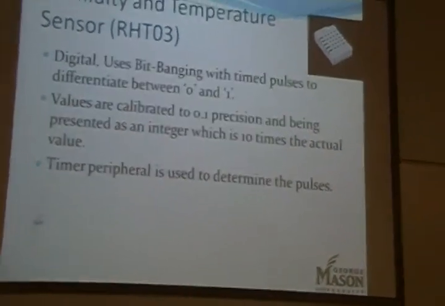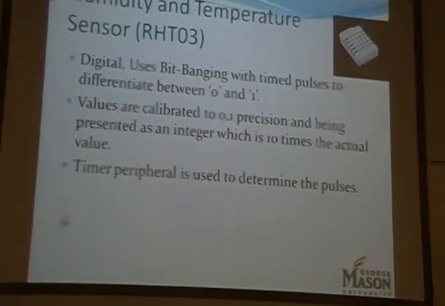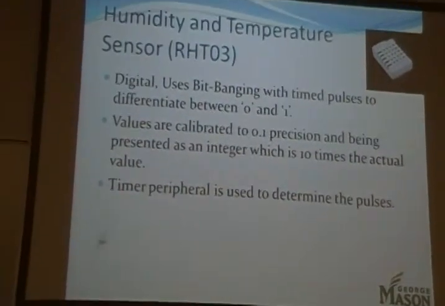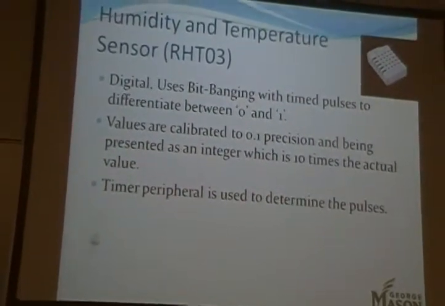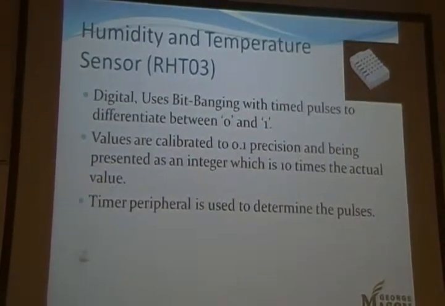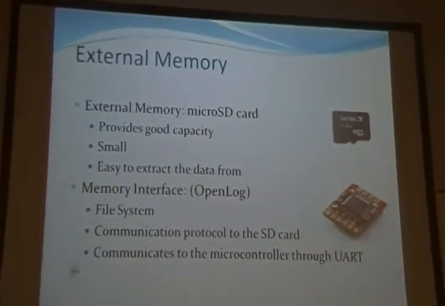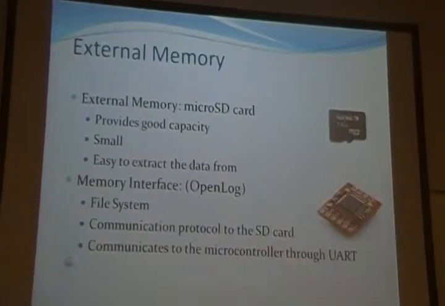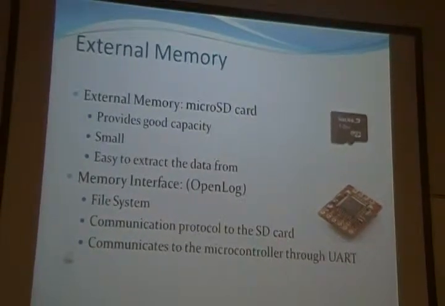Our humidity and temperature sensor is also a digital one, with 0.1 degrees Celsius precision and the same 0.1 percent humidity precision. It sends its data using bit banging and timed pulses, and we use a timer to interpret the time pulses. For external memory, we use a micro SD card because it's compact enough and it offers a lot of storage, and you can easily extract data from it.